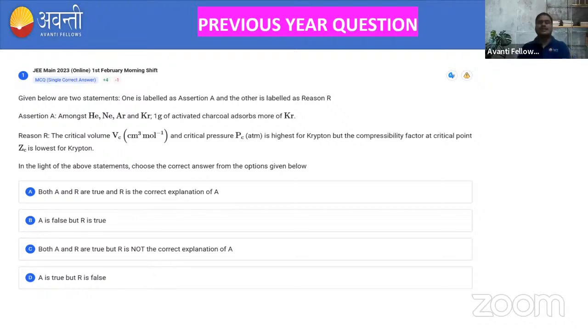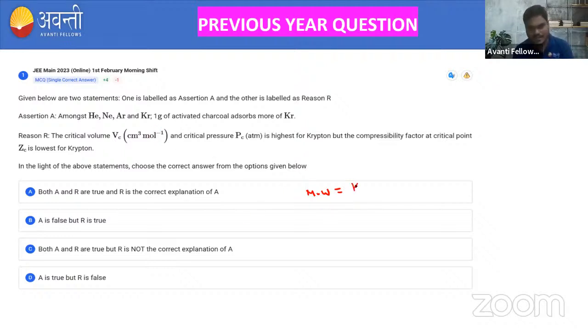So this thing you already studied in chapter 6 of states of matter in class 11 about the compressibility factor, critical temperature, and all these things. So the question is totally related to this. Let me explain this. Right. So we know that, what is the molecular weight order? So molecular weight का order क्या होगा? Out of helium, neon, argon, krypton.